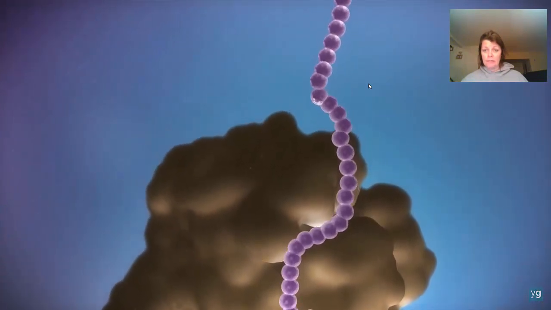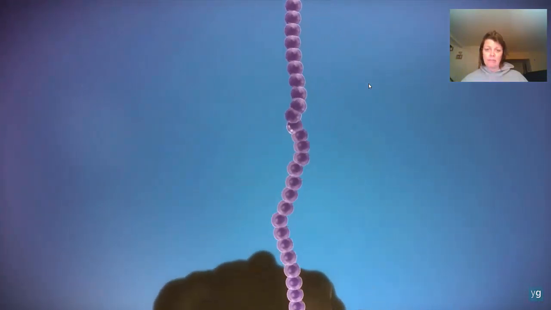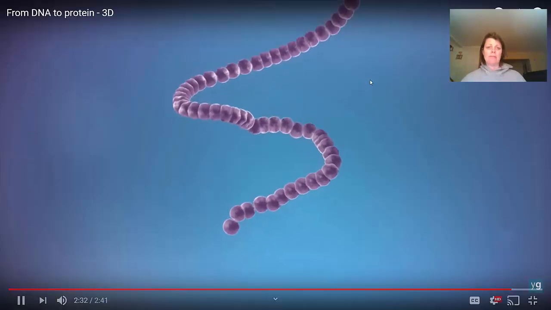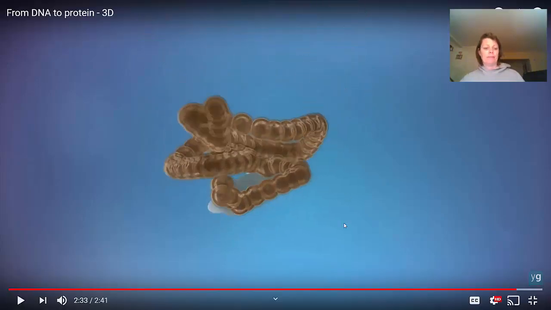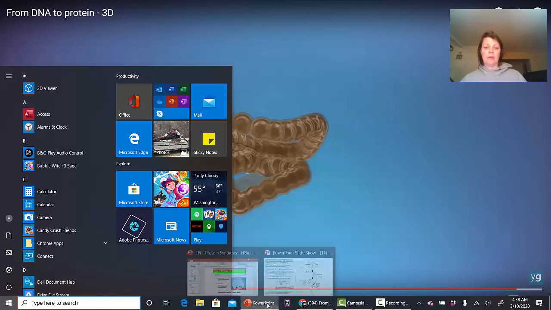Once the last amino acid has been added, the chain folds into a complex 3D shape to form the protein. There you go. That's a nice visual. You're welcome.